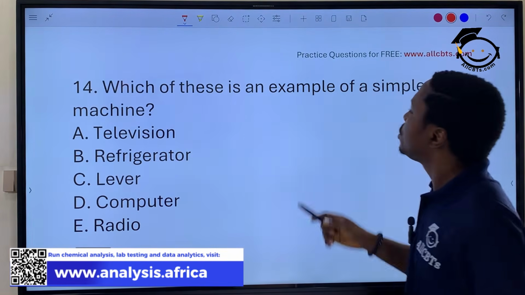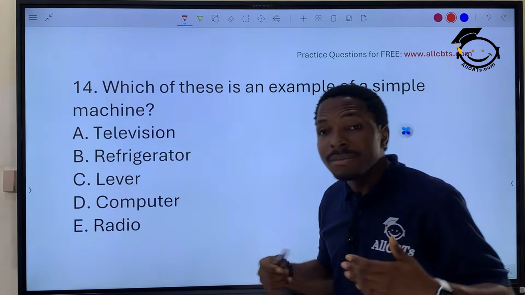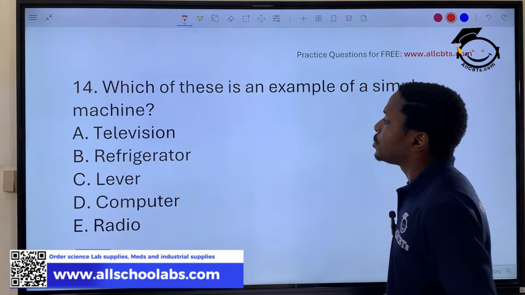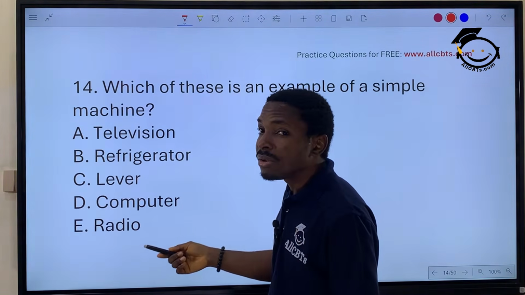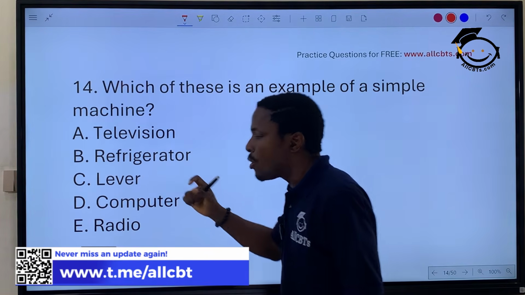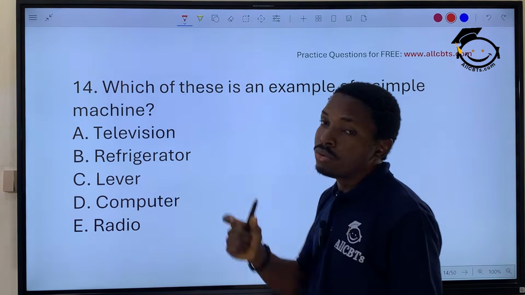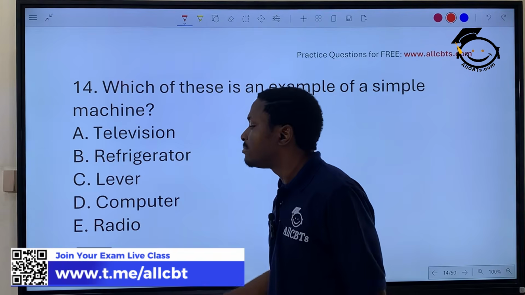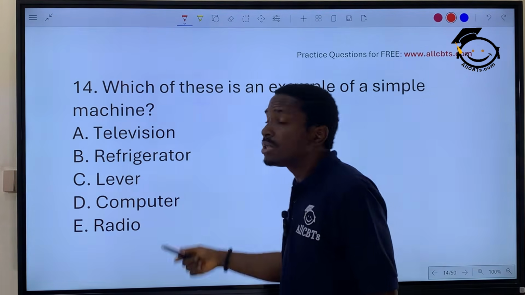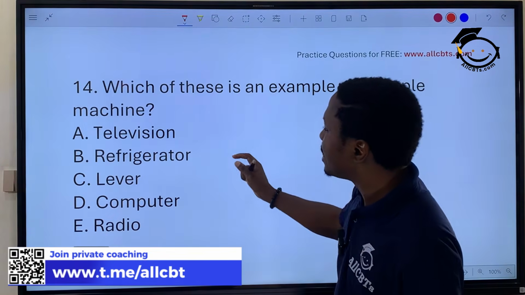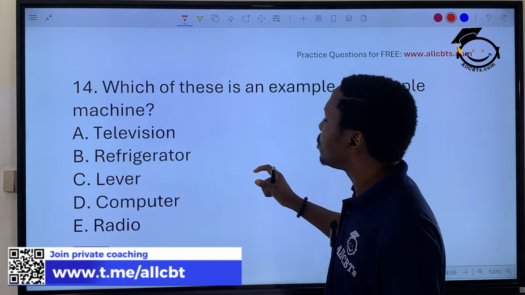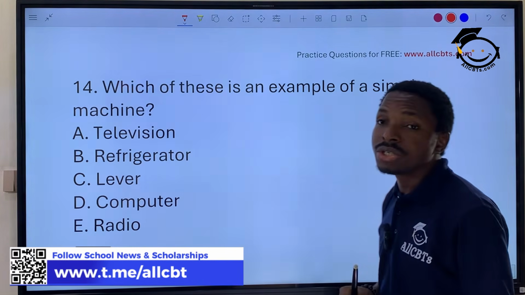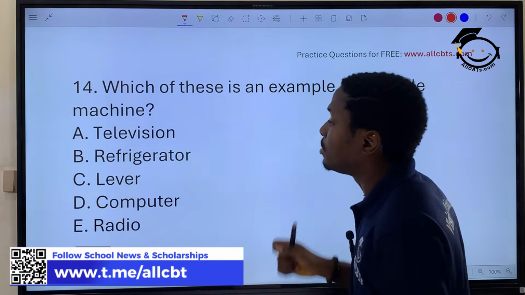Then question 14. Which of these is an example of a simple machine? What's a machine? A tool that helps us get work done faster and easier. So you have television, well, these are all machines, right? But the one that stands out as a good example of a simple machine is a lever. Computer as well is a machine, but the option you are expected to choose here is lever. A lever is a simple machine that helps you get jobs done faster.